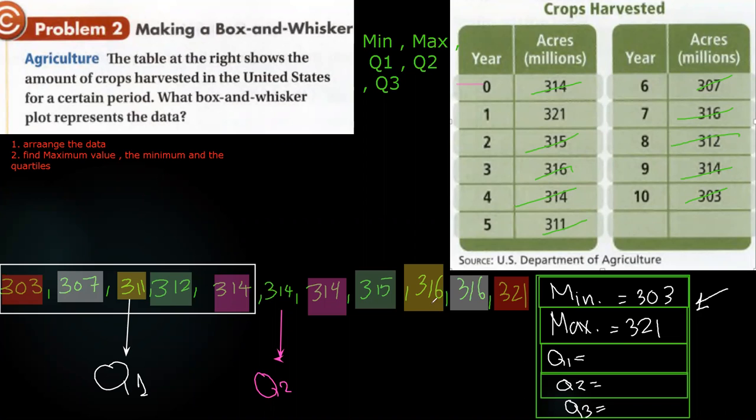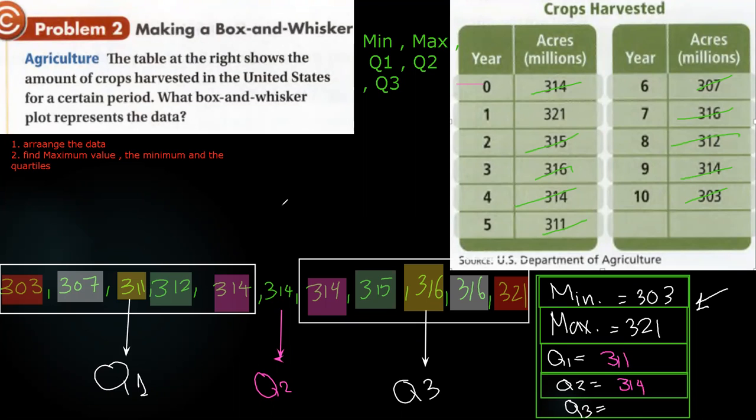Now look at the second bar of the chocolate here. Which one cuts that data into two equal halves? 316. Bravo. So now let's fill my table. Q1 is 311, Q2 is 314, and Q3 is 316. Is it clear how to find the minimum, maximum, and the quartiles? Yes. Now, what do I need now? I need to draw a box and whisker plot.